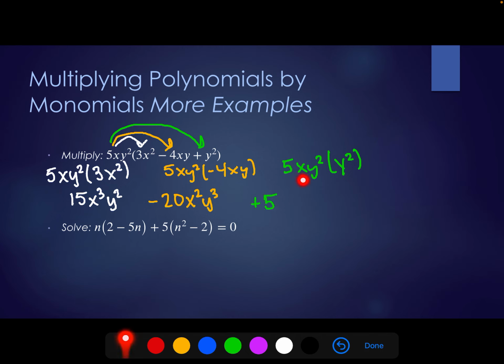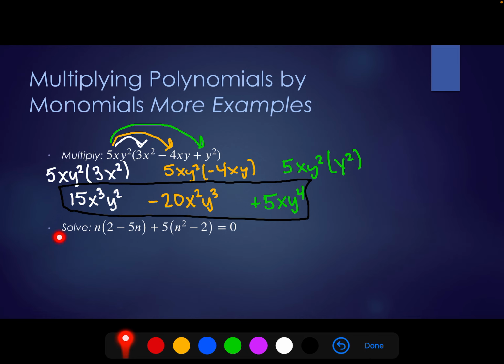Our base of x doesn't have another base of x to be multiplied by, so we can just bring that down. And now we have y squared times y squared. Add those exponents, that gives us y to the fourth power. And now, right down here, we have our final answer. So we multiply that out, and we get 15x cubed y squared minus 20x squared y cubed plus 5xy to the fourth.